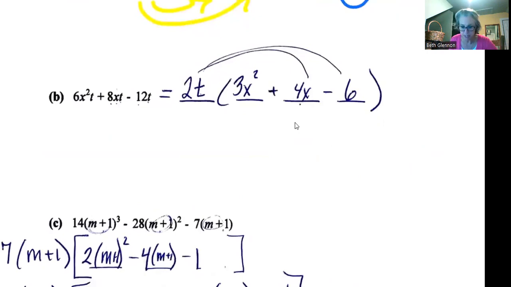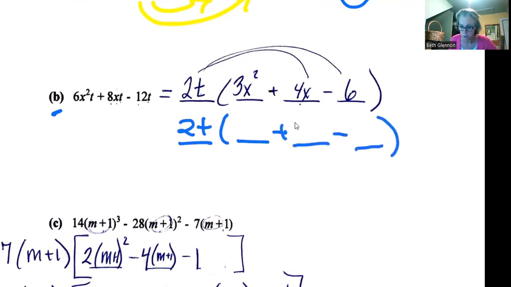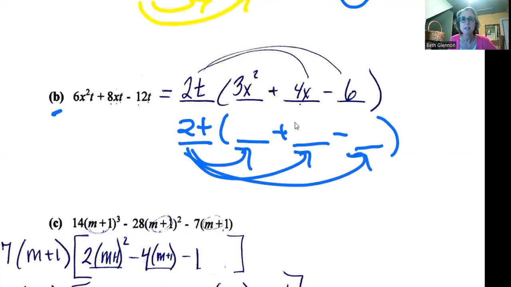Similarly, looking at letter B here, I look at my terms. What's in common with all three of them? There's a 2t in common with all of them. So, I pull that out and then I take it step by step. I think about what should belong in those blanks. 2t times what is going to give me my term? 2t times the second term, times the third term. And it's a great way to think about doing the problem.